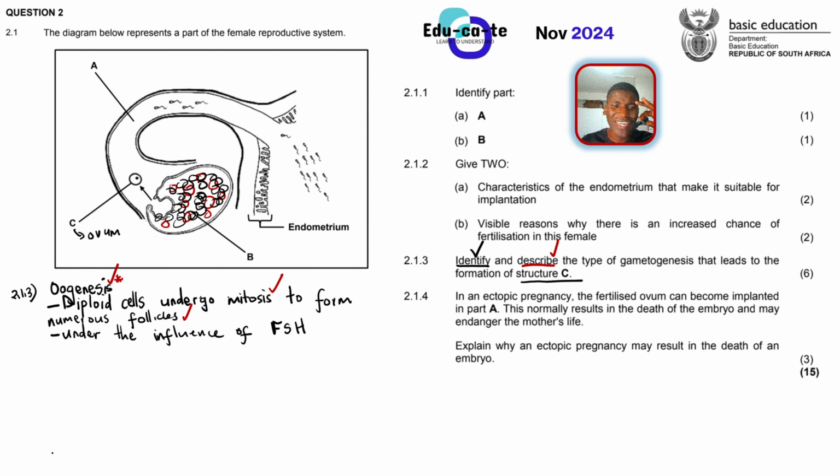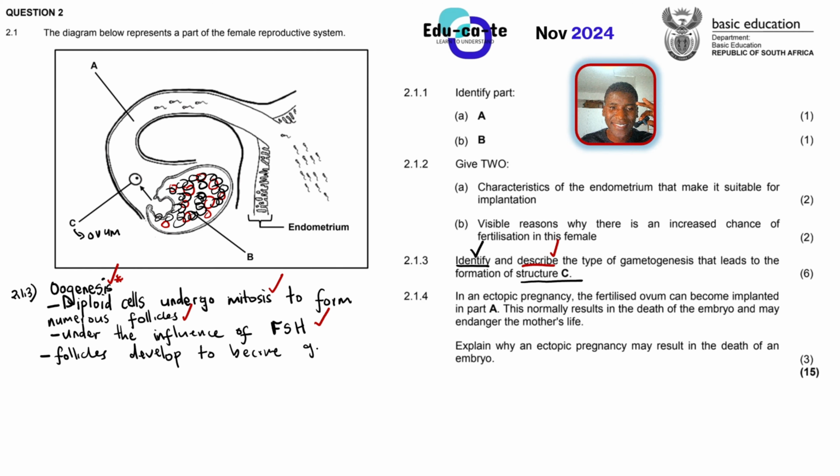What will the FSH do? What do we need the FSH for? The FSH that is secreted by the pituitary gland. Why do we need it here in this case? We need it so that it can grow the follicles to become bigger, to become a Graafian follicle. So under the influence of FSH, follicles mature, they develop or they grow to become Graafian follicles.